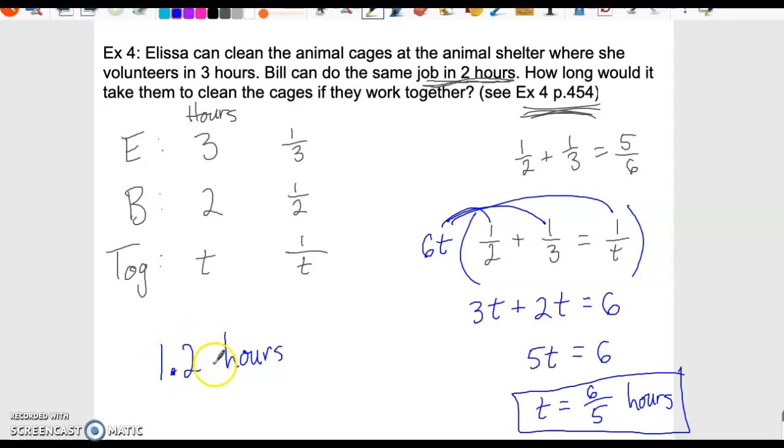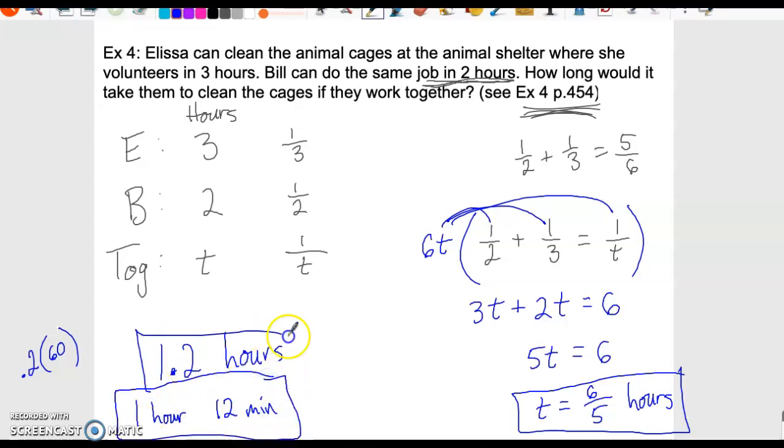It's 1/5 of the hour, and I don't have my calculator next to me, but if you wanted to change this to minutes, you would take 0.2 times 60, which would be 12 minutes if my head is correct. 1 hour, 12 minutes. If you wanted to convert, but you do not have to. You can write it any of these different ways.